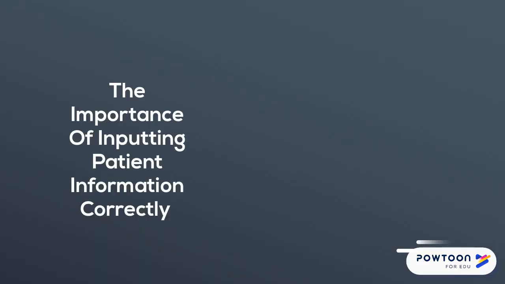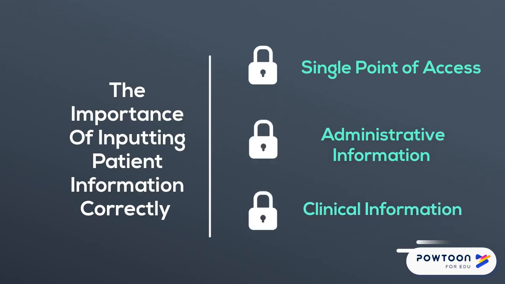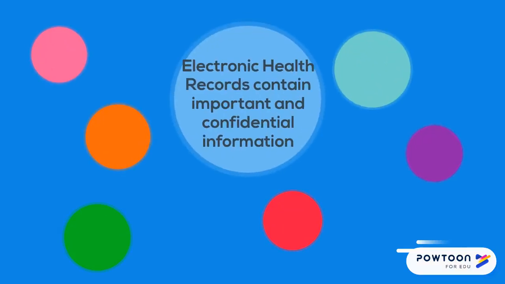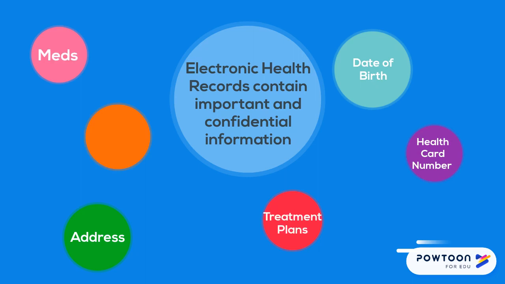The importance of healthcare providers inputting patient information correctly means the electronic health record can operate properly. It can be a single point of access for an individual's personal health information, including administrative and clinical information. Electronic health records contain important and confidential information, such as one's date of birth, address, and health card number. On the other end of the spectrum, it can include patients' medications, treatment plans, and discharge summaries.